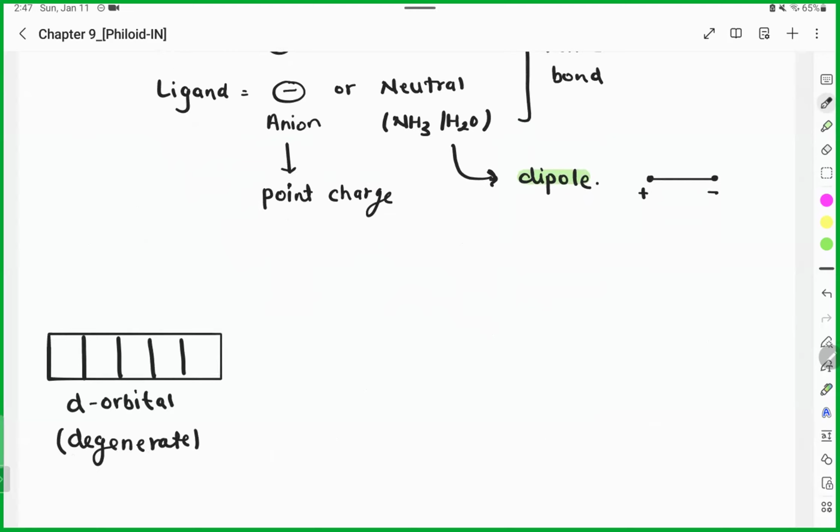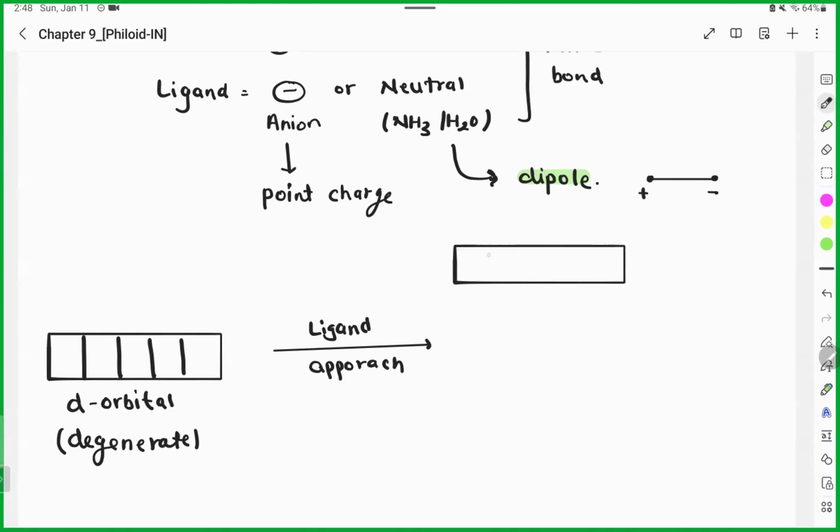Okay. If any kind of ligand approaches them, then there will be electron repulsion, and because of this electron repulsion, the energy of the orbital will increase. One, two, three, four, five. Energy will increase because the ligands are approaching them.